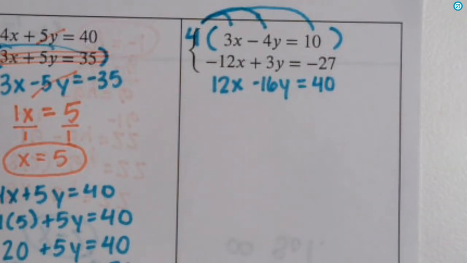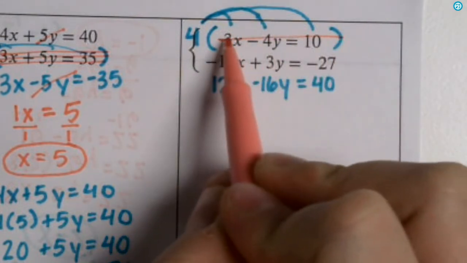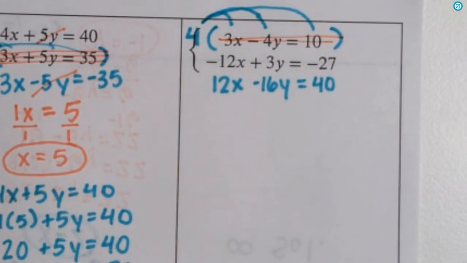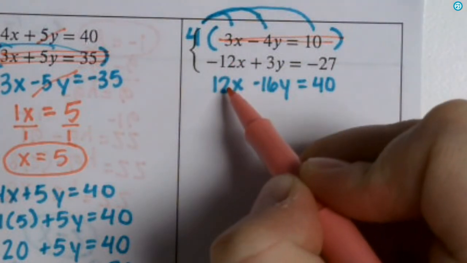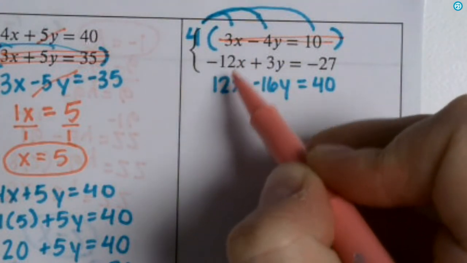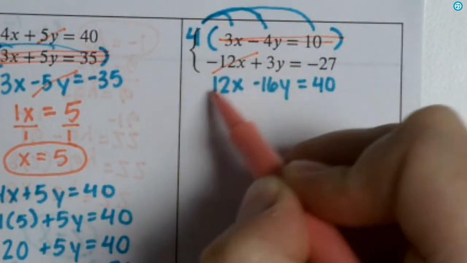And I'm going to gently cross out my top equation. I'm not going to cross it out so much that I won't be able to use it to solve for my answer later. I'm going to cross it out enough to remind myself that I'm not using it when I eliminate right now. So we are now ready to eliminate. We'll do negative 12x plus 12x. Those eliminate. Negative 12 plus 12 is 0. They cancel out.